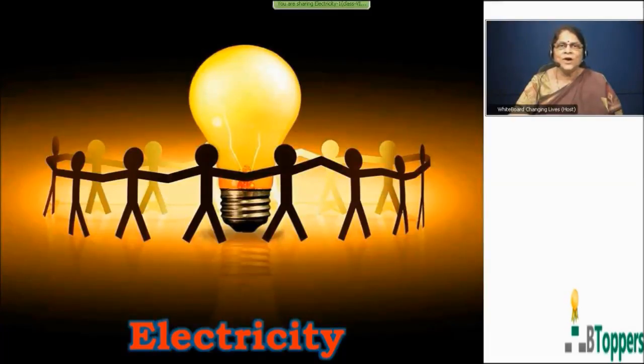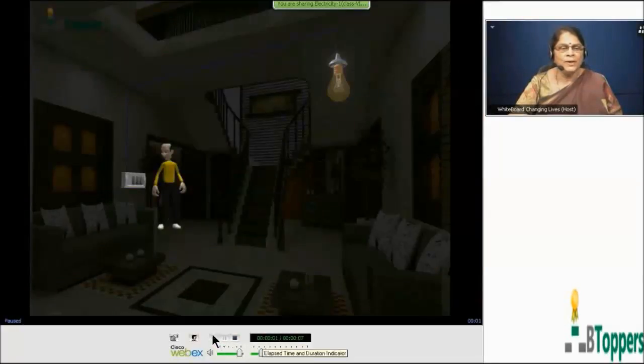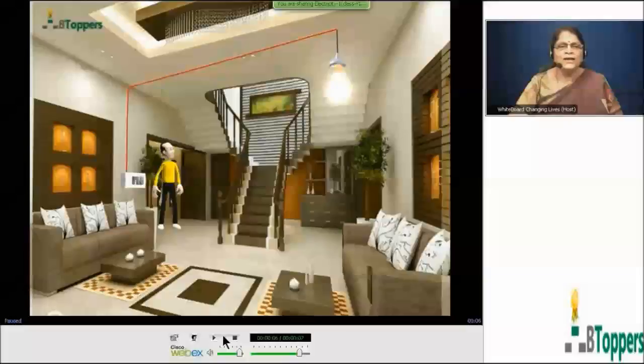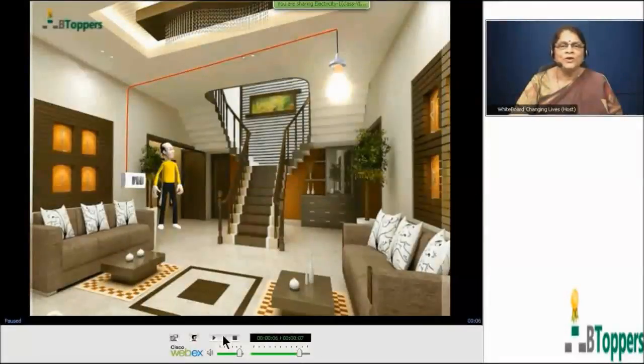Now imagine you have gone home very late one night. Your house will be in darkness. Then what will you do? You will switch on the light. And as soon as you switch on the light, the bulb glows and gives brightness to the room, and you will be able to see everything.